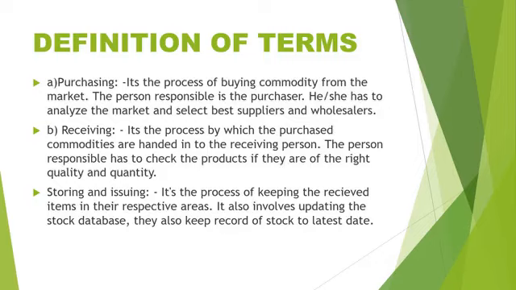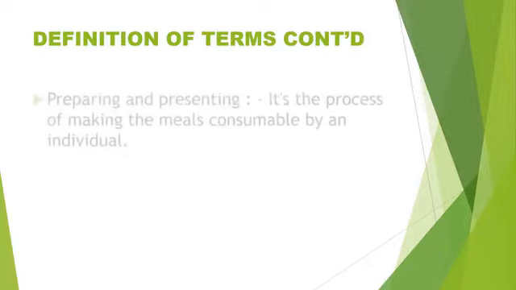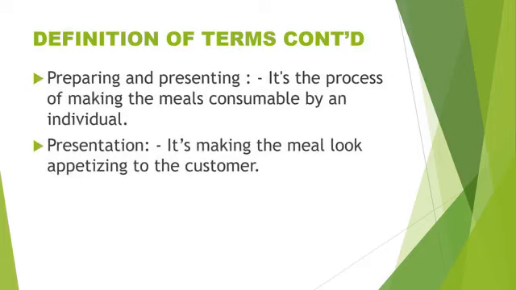Okay, purchasing is the process of buying commodity from the market, just the way you've explained it, and it involves a purchaser, and the market should be there. The second term is storing and issuing.